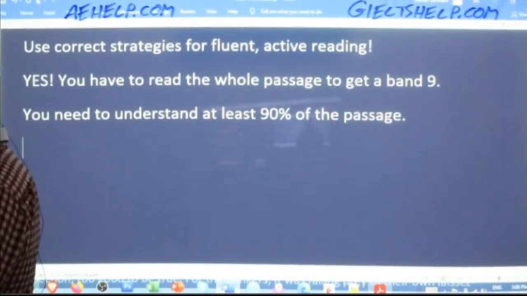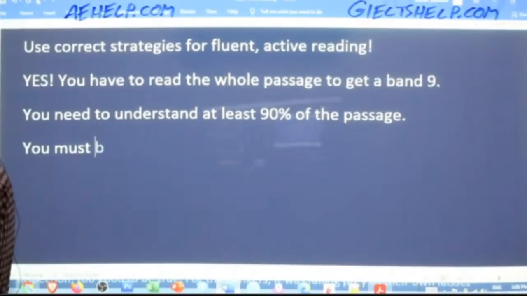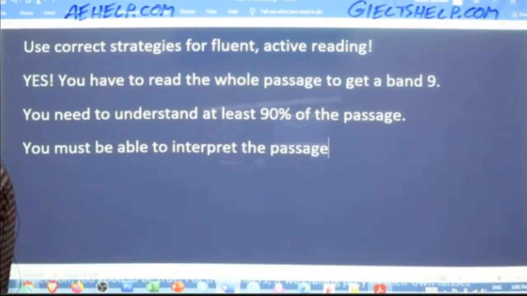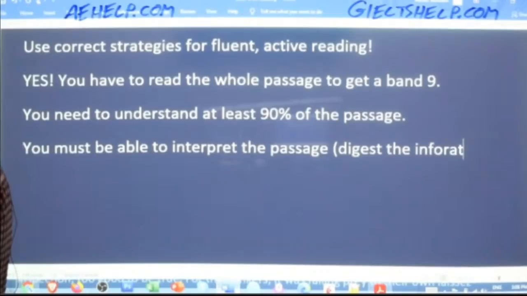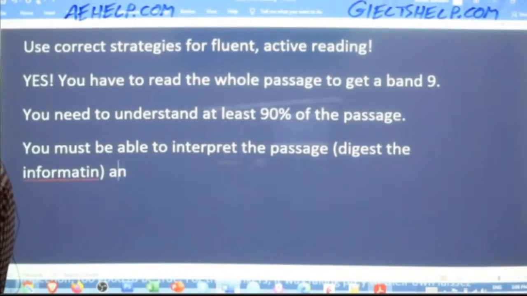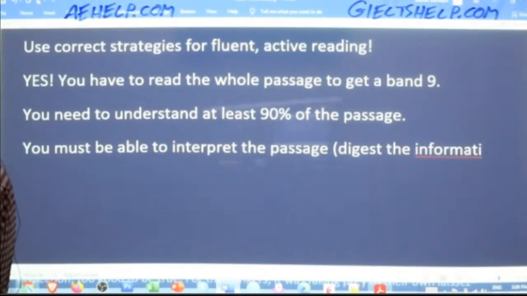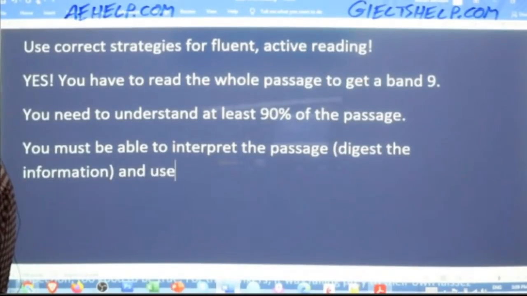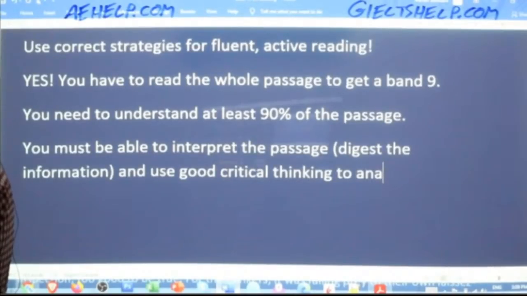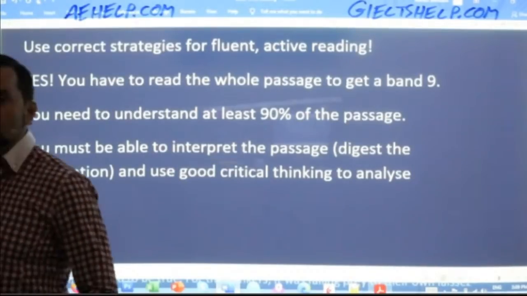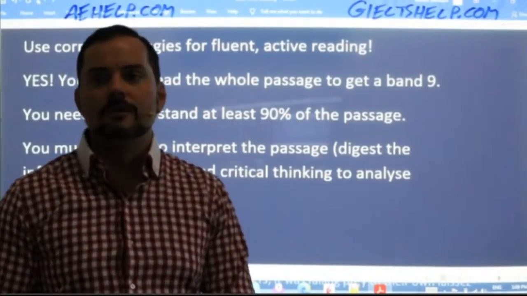Okay, and of course, you must be able to interpret the passage, meaning digest the information, and use good critical thinking to analyze questions. Okay, so you have to be good at all of these. All right.